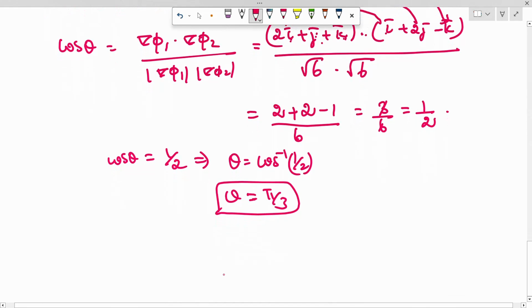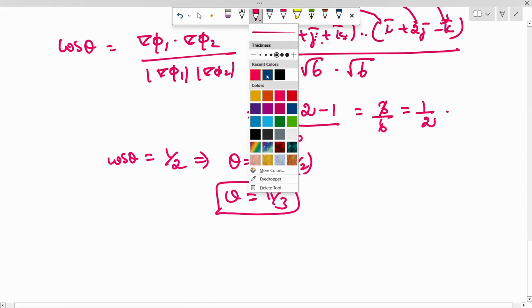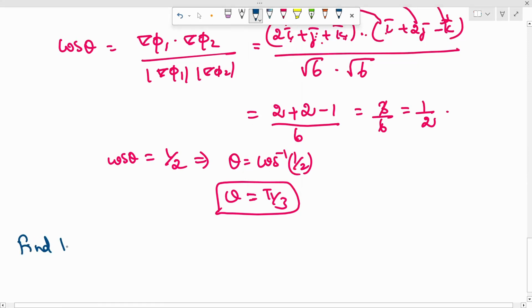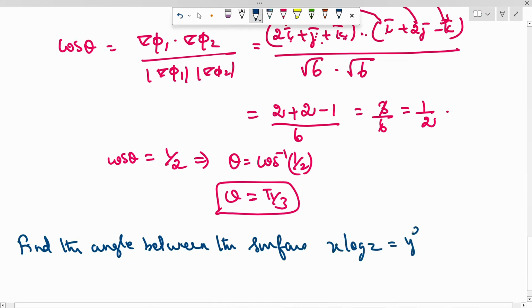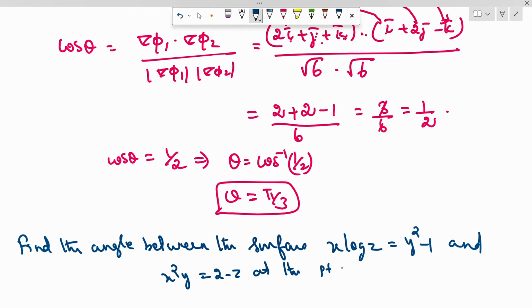Next problem. Find the angle between the surfaces x log z equals y square minus 1 and x square y equals 2 minus z at the point 1 comma 1 comma 1.